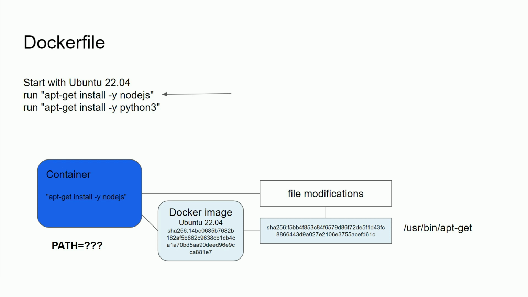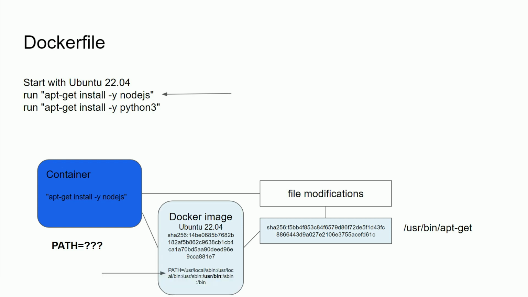Before, we said that an image is essentially a snapshot of a file system organized into a set of layers. Well, as it turns out, an image also carries a few more tidbits of information that are used to set up a container's environment. One of those tidbits is a set of environment variables that will be available to any container started from that image. For the Ubuntu image, there's just one environment variable that's in the image, and that's the PATH variable. So any container started with that image is automatically going to have that environment variable set. And that's how the container will find the apt-get command at /usr/bin/apt-get.